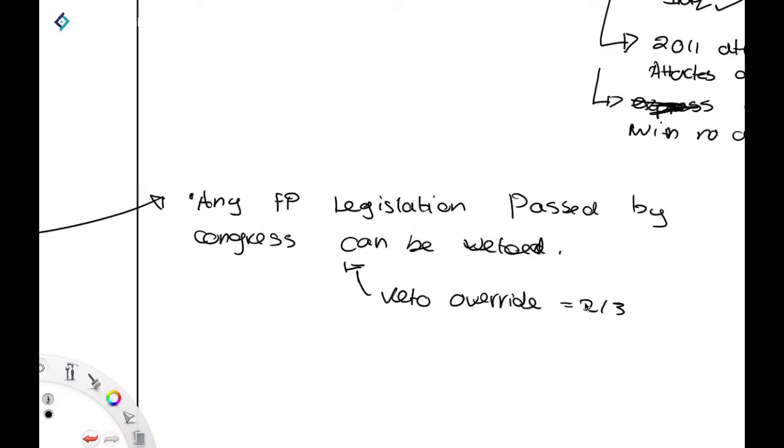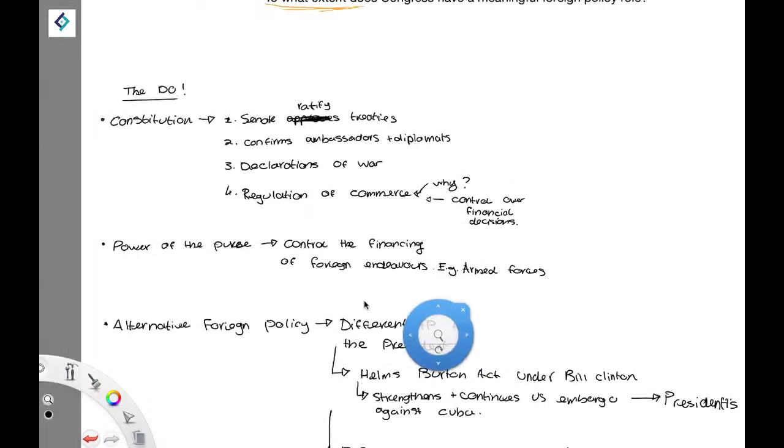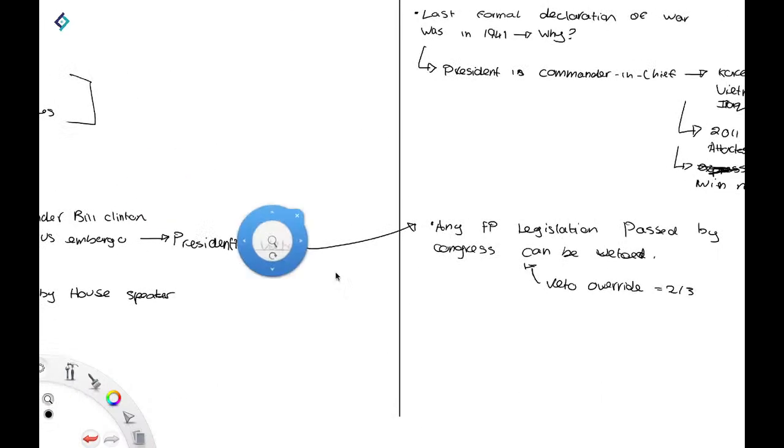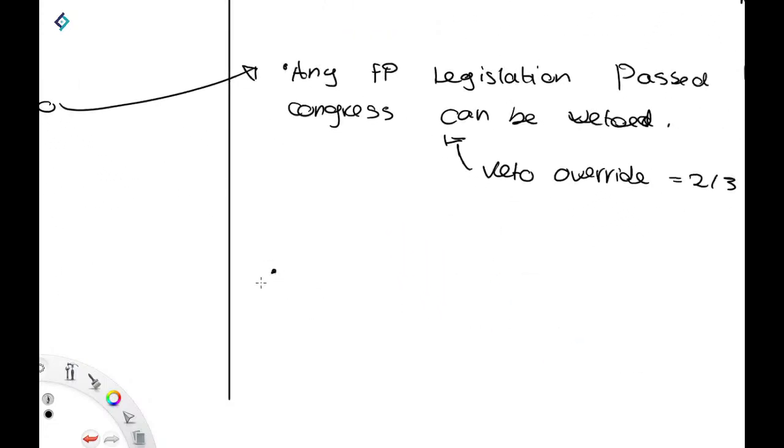That's how you could argue this point. And there is one more point I want to argue as well before we finish up, and this is the controlling of the financing section. I mentioned earlier that the control of finance is something that Congress has power over when it comes to financial controls.